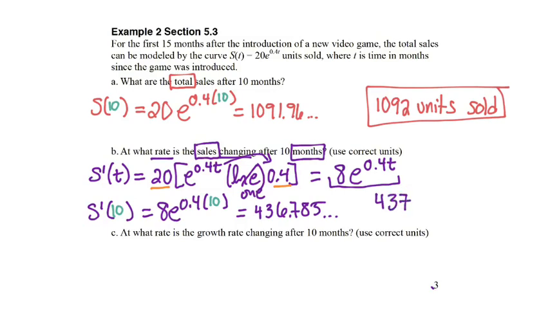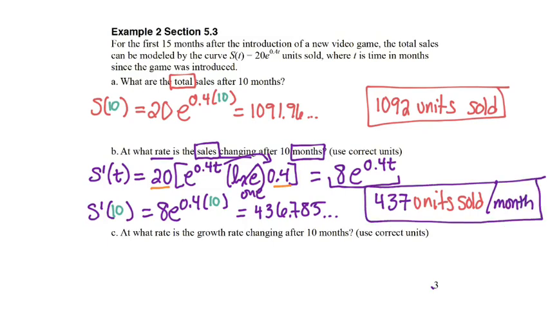Okay, now think about the units. We're asked for sales, and when we did sales before, it was measured in units sold. So I need to do units sold, but what did we take the derivative of? We took the derivative of t, which was the time in months, so our derivative is per month. You guys should actually be pros at that by now.